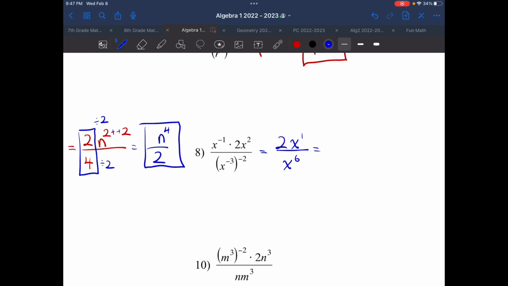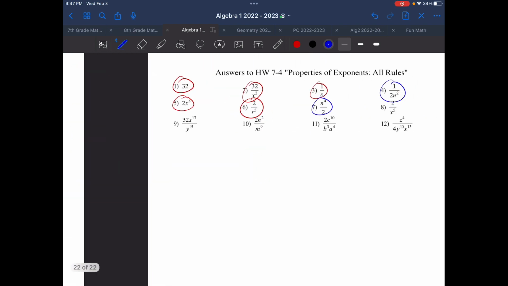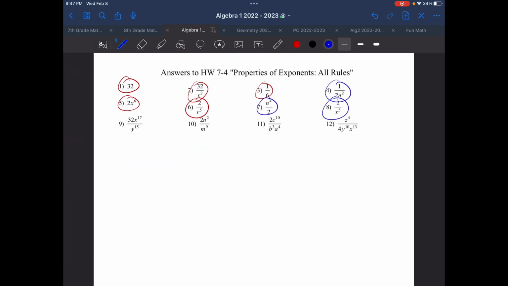All right, I can only have one type of variable in the problem. I can't have two x's. So I have to choose where is it going to live, top or bottom, and the answer, as you probably have seen by now, is going to be the bottom because I have the higher exponent in the bottom. So that means the only thing that's left over in the top is the 2. The x is going to live in the bottom, and I'm going to do bottom minus top, 6 minus 1 to get 5, and that's my final answer. 2 over x to the power of 5 for number 8.